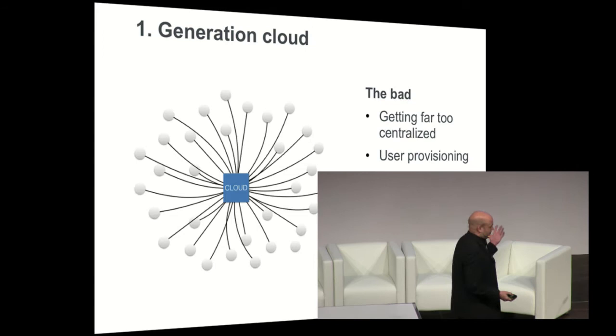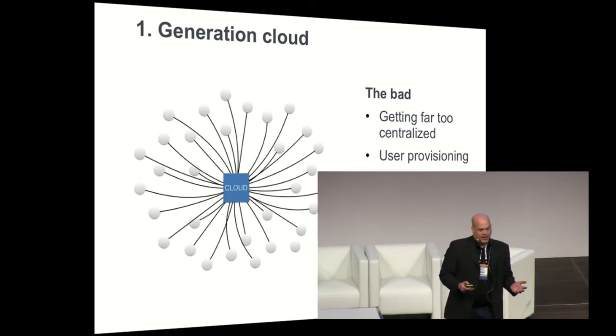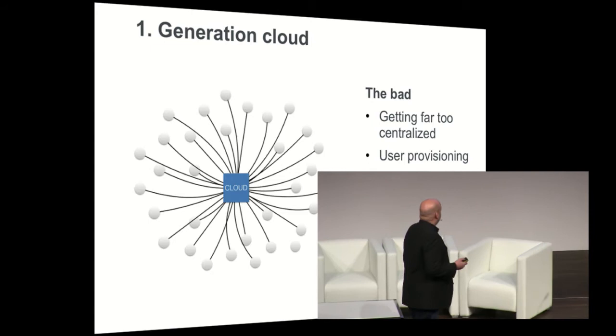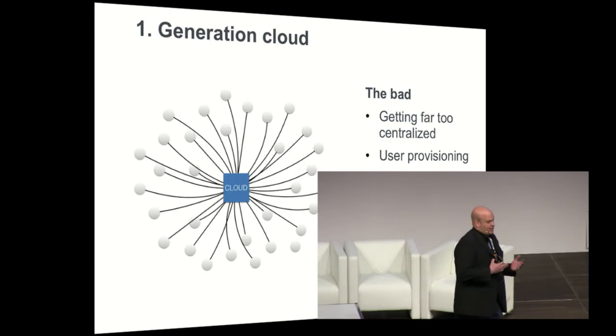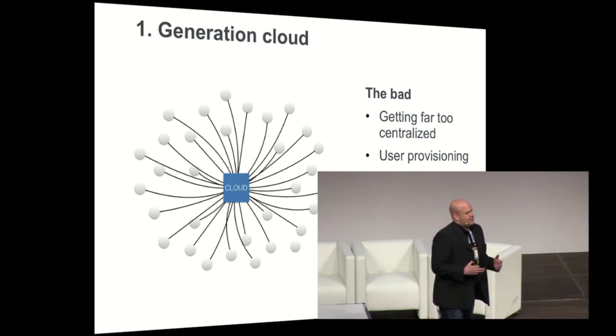Then cost, right? It's of course very affordable, but if you have a big enterprise with thousands of users and petabytes of data, then the cost is not so good anymore. And then data protection, of course, right? This is the whole privacy aspect. We have data protection laws in lots of countries. And what does this actually mean if the data is stored somewhere else?